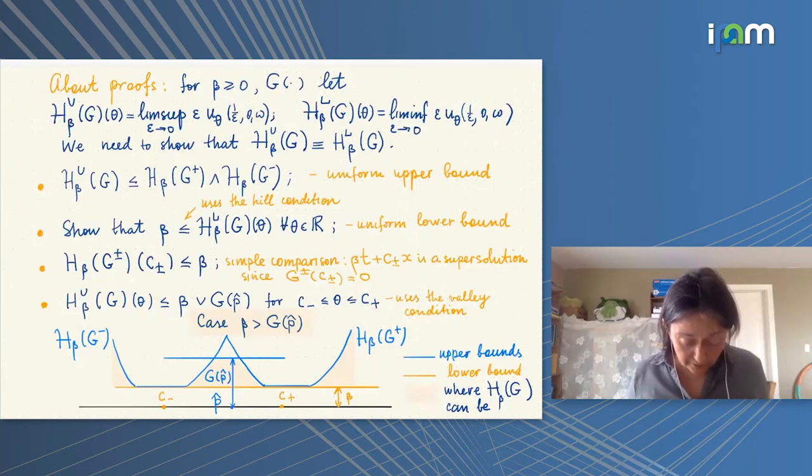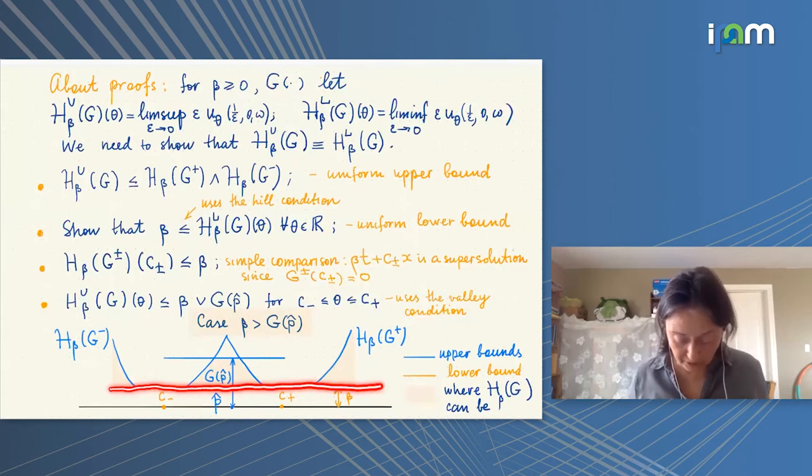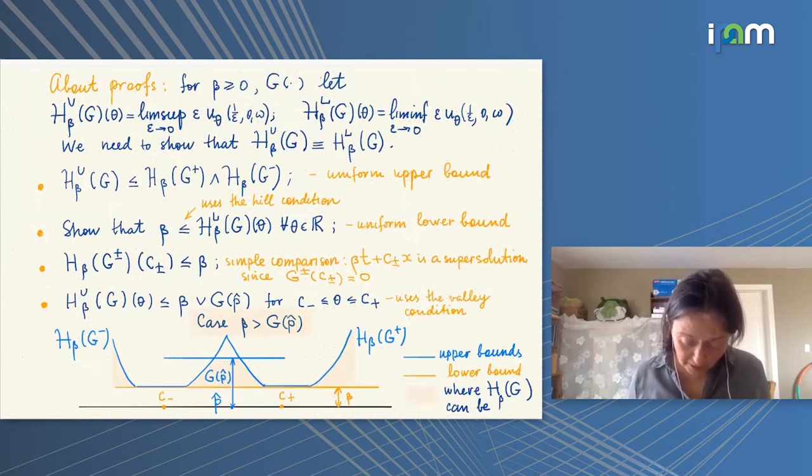So what do we have so far? So far we have an upper bound. This is the minimum of effective Hamiltonians over pieces. Then we have a uniform lower bound, which is beta. So the lower bound here is orange, and the upper bound is blue.